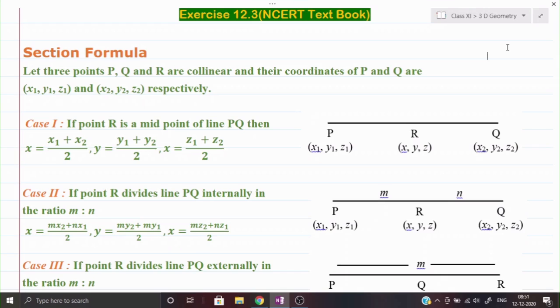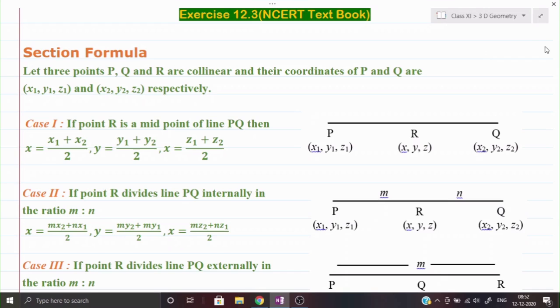So here let us suppose we have 3 points P, Q and R and they are given as collinear. Collinear means all the 3 points lie on a single line. The coordinates of P we are supposing x1, y1, and this time we are taking one more coordinate, that is z1, and similarly the coordinates of Q we have taken. Now we shall see all the cases that are possible here.